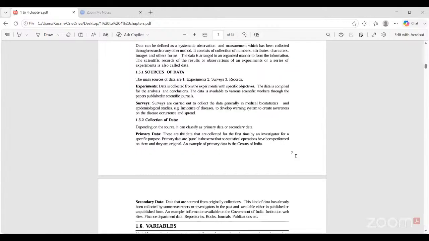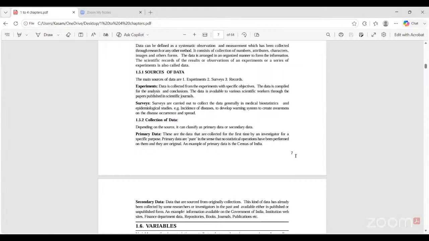The data collected the first time by the investigator is specific, the primary data. Pure in the sense that no statistical aberration is performed on them. They are the original. An example of primary data is the census of India. Correct or not? Yes, yes, sir.